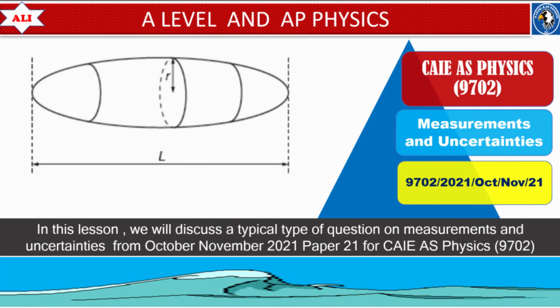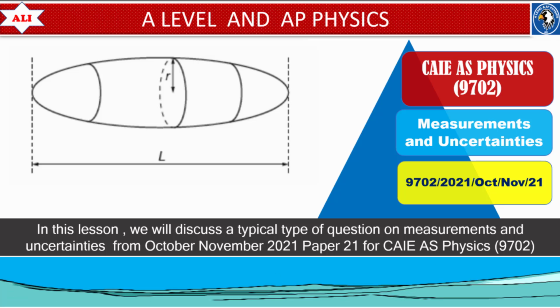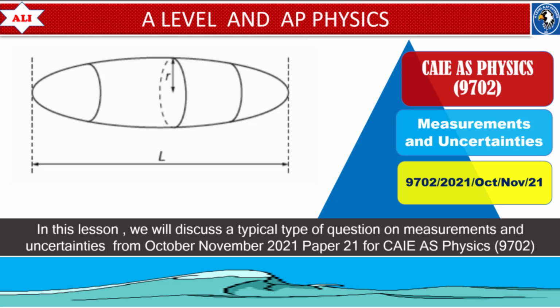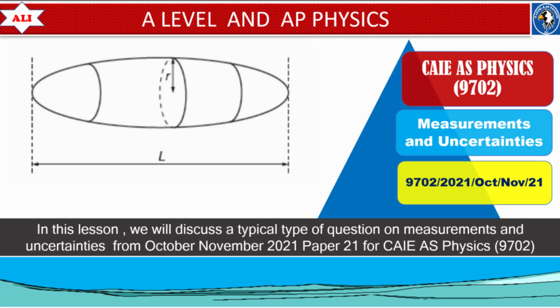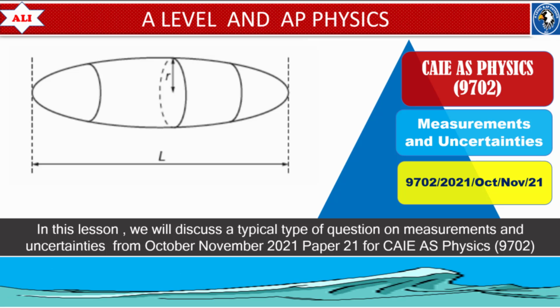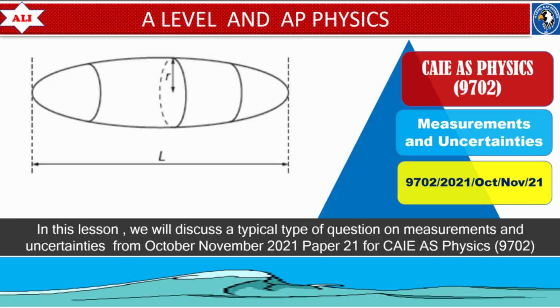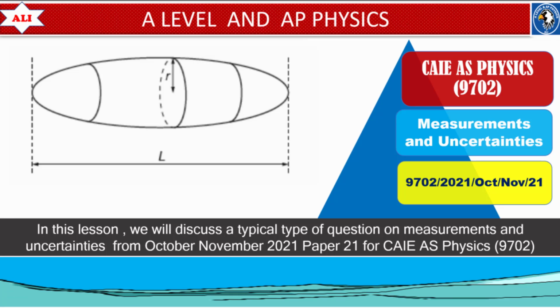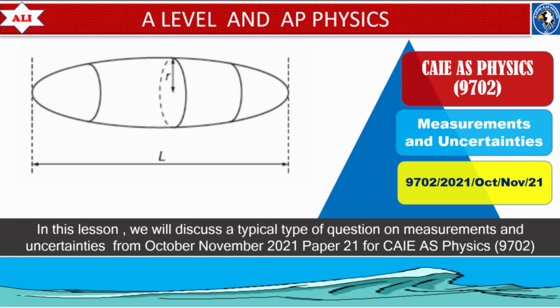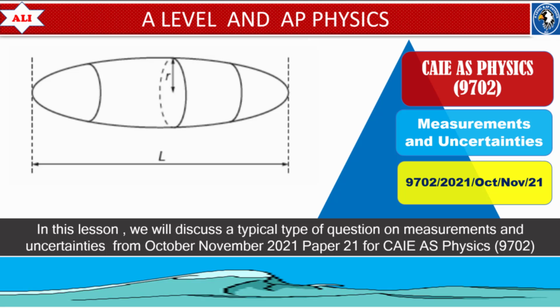In today's lesson, we will discuss a typical type of question on measurements and uncertainties from October-November 2021 paper 2-1. The main purpose of this video is not to give you answers for these questions. In fact, the main goal of this video is to teach you how to answer this type of problem.